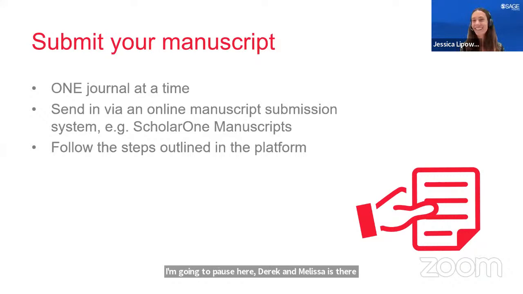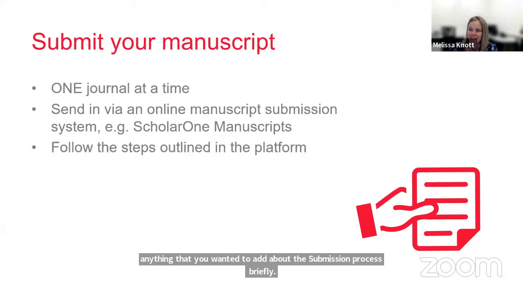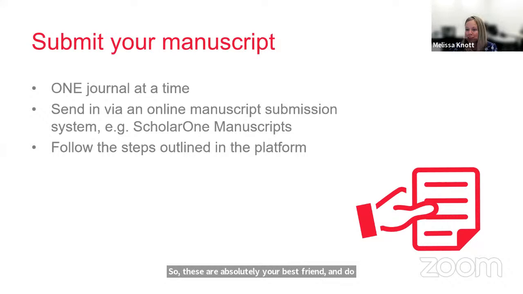I'll just echo the comment around the author's guidelines. These are absolutely your best friend, and do take them to heart. When you submit, you'll have people like me on the other end going through it. At my journal, probably 90% are sent back to the authors on first submission because they fail to meet some aspect of the author's guidelines, and we can't send it out for peer review until we know that it fits. So that's just double checking things like, is the word limit so many pages or so many words? And is that from the introduction to the end of your actual narrative, your writing, or is that from introduction to the end of your references?